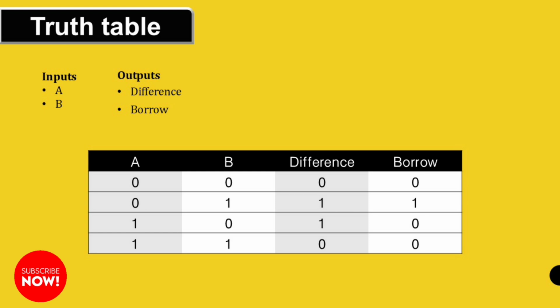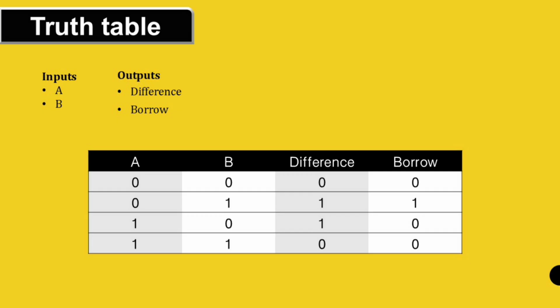When A is 0 and B is 1, we cannot subtract 1 from 0 directly, so we borrow 1 from the next higher bit. This makes the difference 1 and borrow 1. When A is 1 and B is 0, the difference is simply 1, and no borrow is needed, and when both A and B are 1, the difference becomes 0, and again no borrow is needed. This completes the truth table, showing all valid outcomes of one-bit subtraction.